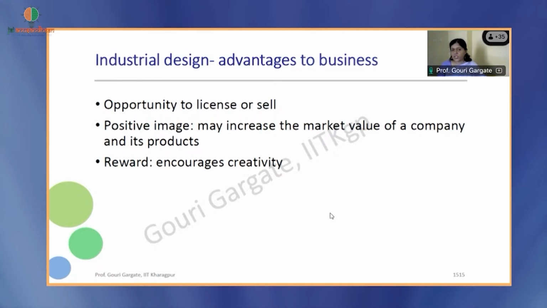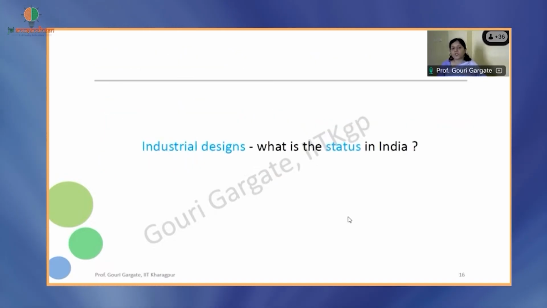You will have a positive image when you have that portfolio, because with that one product, you are building an IP portfolio, just like a wealth portfolio, and that IP portfolio definitely helps you in negotiation. It is also a reward for the creativity and efforts, because when you are designing, many times a lot of versions come, and maybe on the 10th or 12th version you are successful, and then that product comes into the market. So a lot of effort goes into that, and design protection is a reward for the creativity.